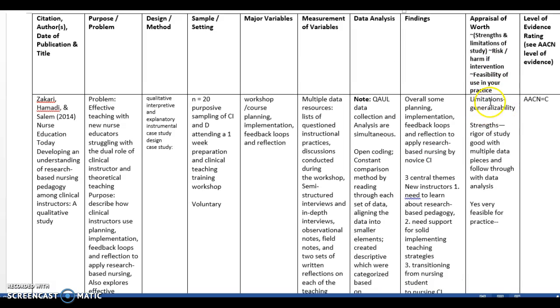So the appraisal, the limitation again, is the ability to generalize. But clinically significant, I think they are able to. The strengths, they really talked about the rigor of the study. They had multiple data, and the AACN level was C.